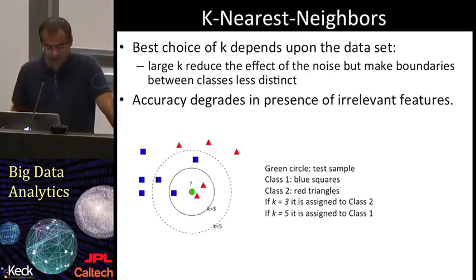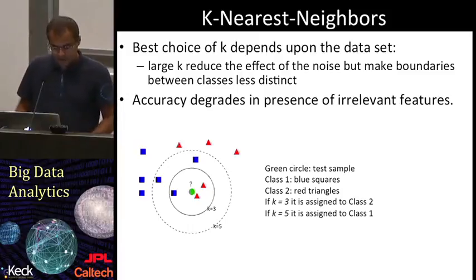Now, the choice of k is crucial and depends on the dataset. For example, large k reduce the effects of noise, but make boundaries between classes less distinct. And in this model, the accuracy also degrades in the presence of irrelevant features, so a good pre-processing is needed before applying it.